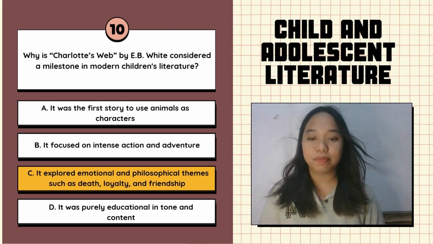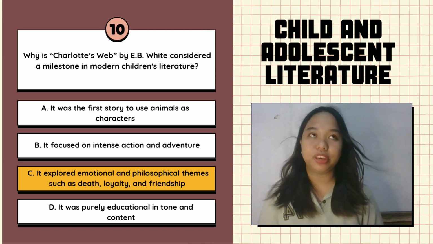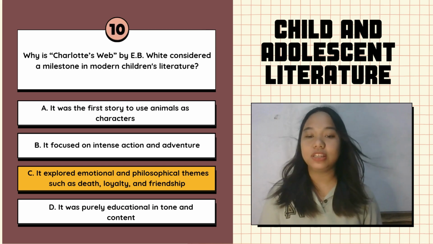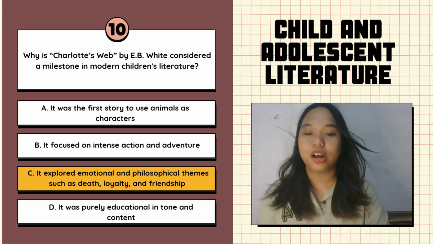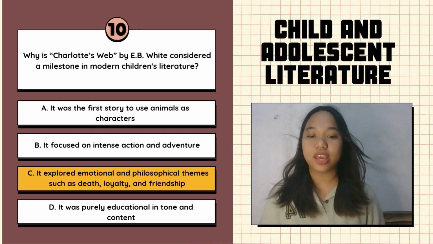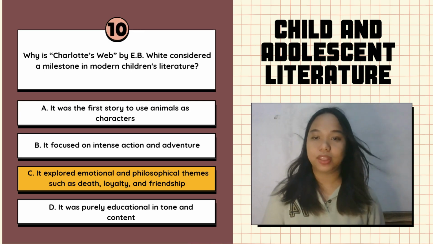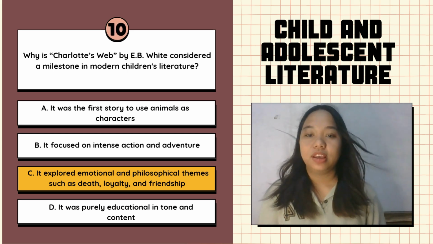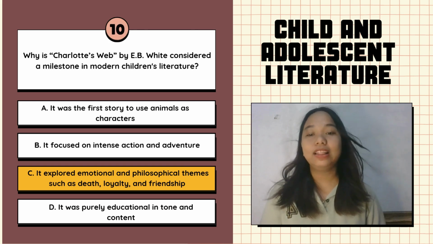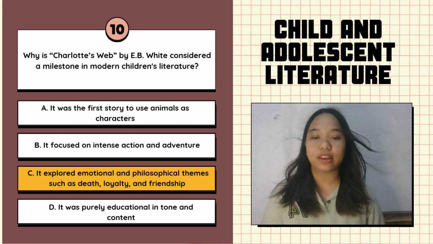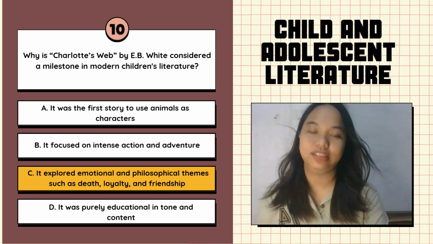This emotional depth helps children's books move beyond simple morals into complex emotional and ethical discussions. For the option letter A, it is incorrect because talking animals existed long before this. Option letter B, it focuses on intense action and adventure, is also incorrect because the story is thoughtful, not action packed. And letter D, it was purely educational in tone and content, is incorrect too because it teaches life lessons through story, not formal instruction.